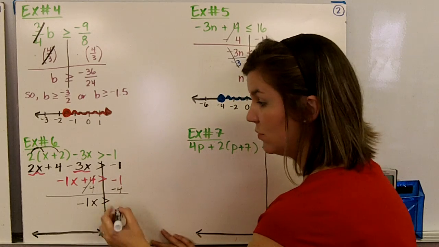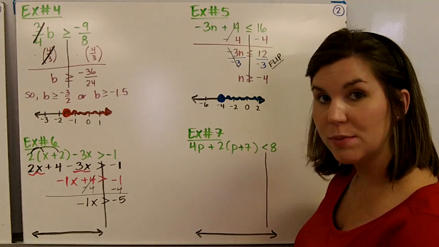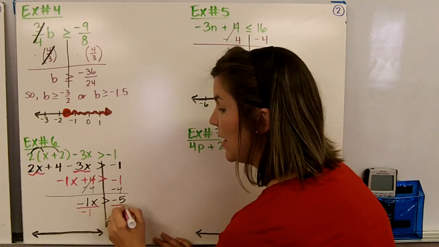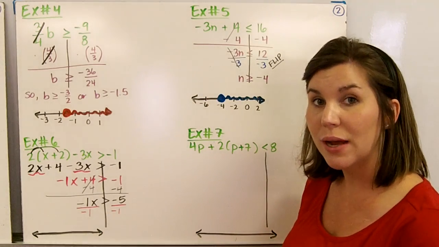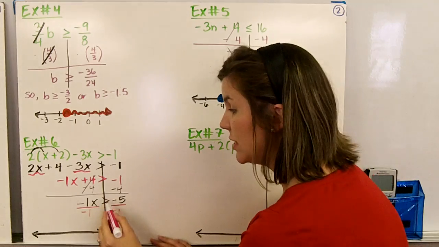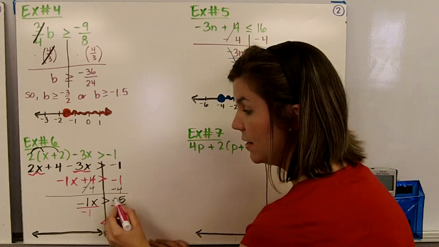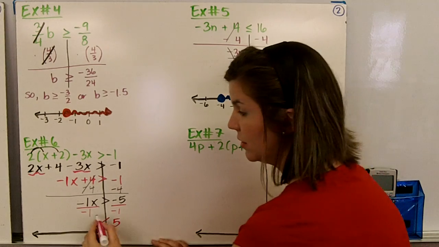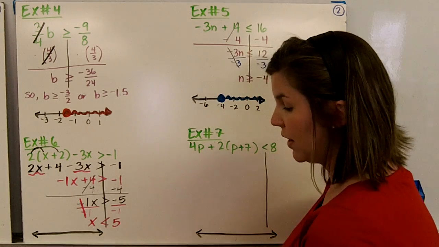Negative 1 minus 4 is negative 5. And I still don't have x by itself. I need to get rid of the negative 1 in front, so I'm going to divide by a negative 1. Remember, when you're multiplying or dividing by a negative, you must flip the inequality sign. So instead of greater than, it becomes less than. Negative 5 divided by negative 1, negative over a negative is a positive, and these negative 1's will cancel out. So x is less than 5.